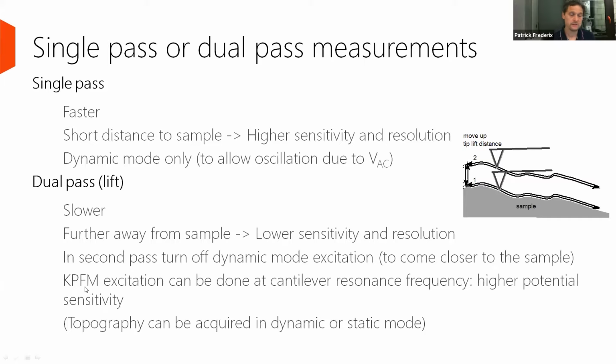Finally, if you like, you can still do the KPFM excitation at the cantilever resonance frequency to get a higher potential sensitivity. And if you would like, though I haven't found many useful applications for that, the topography in the first scan can also be acquired in static mode.